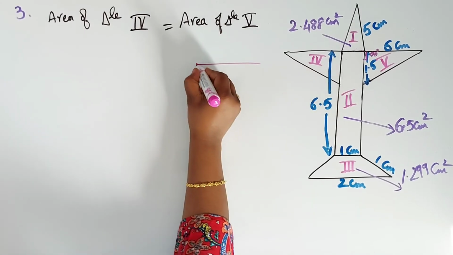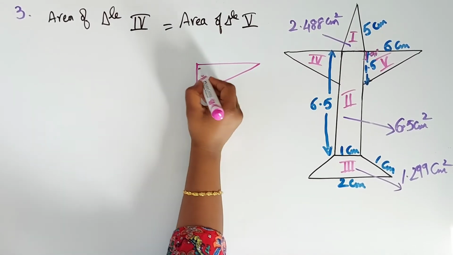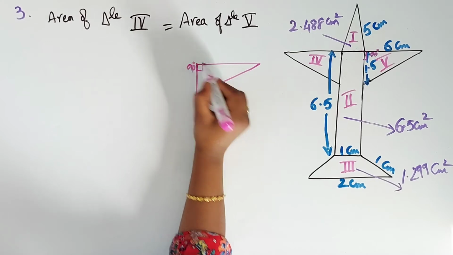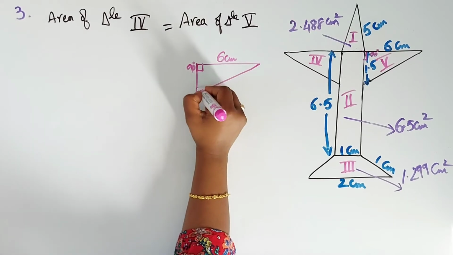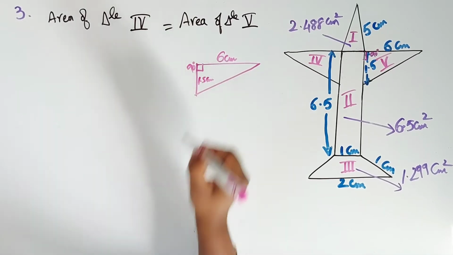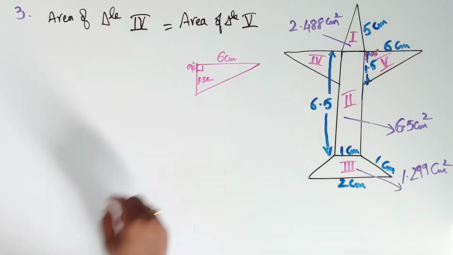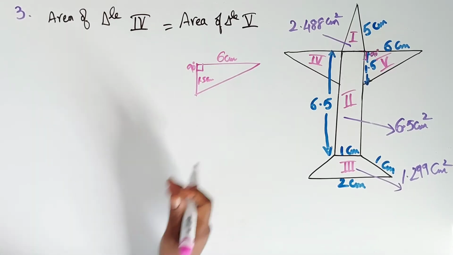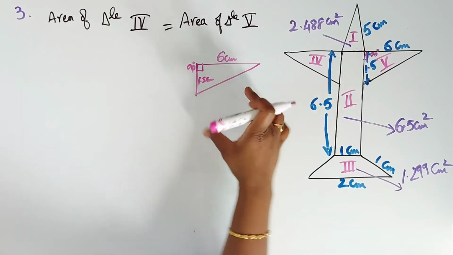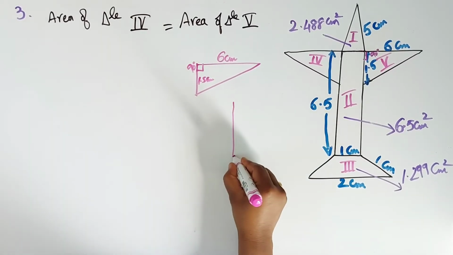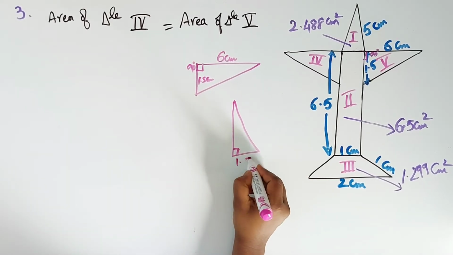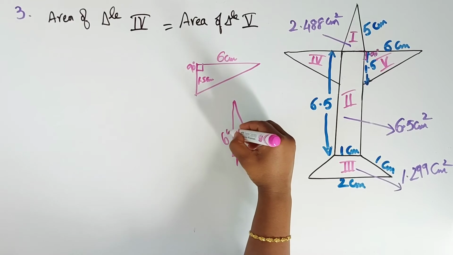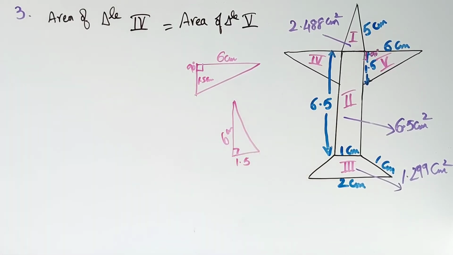I will draw it here like this. Here it is 90 degrees. Right, children? And this length is 6 centimeters and this is 1.5 centimeters. Correct, children? So this is base and this is height of this triangle. If you twist this figure, the shape will be like this, children. So here it is 90 degrees, this is 1.5 and this is 6 centimeters. We know base and we know height, so we can find out the area very easily, children.